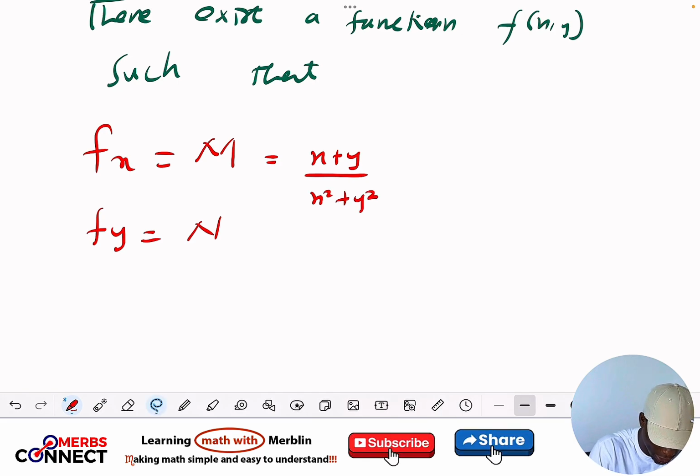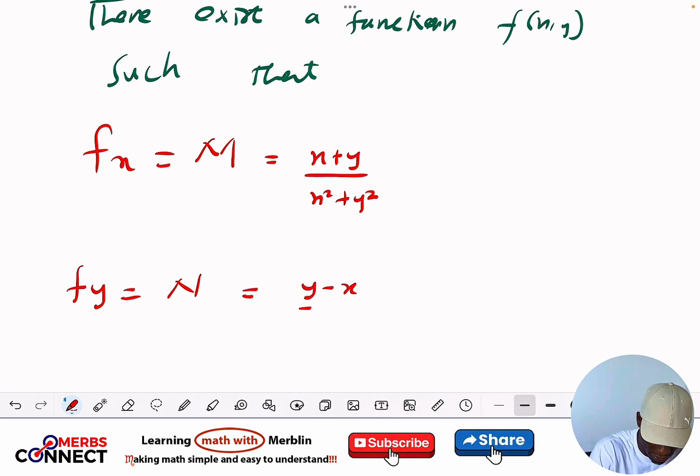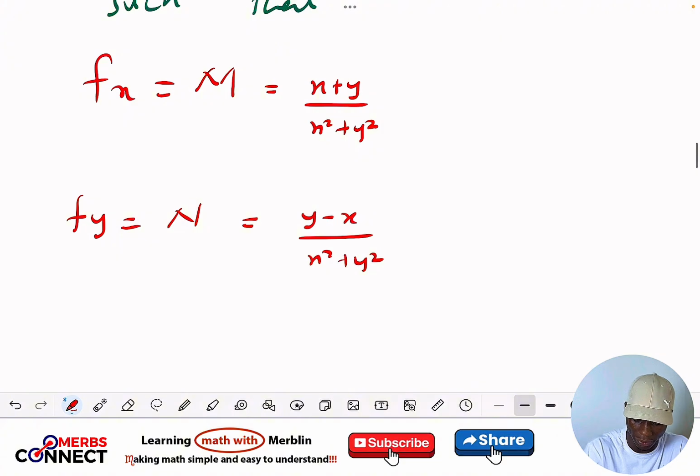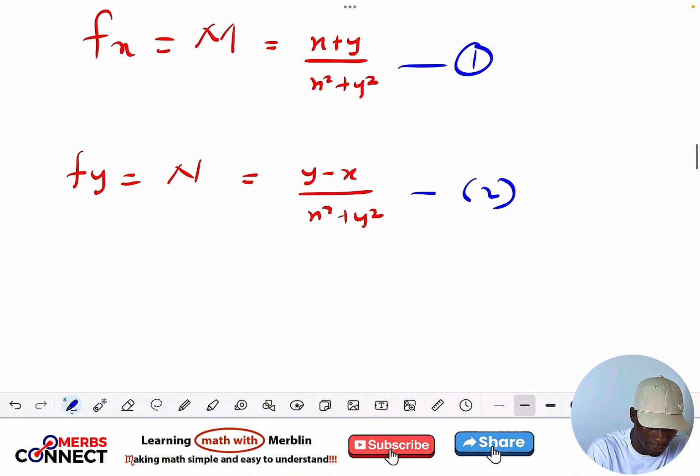Good. So now we know that m is equal to x plus y divided by x squared plus y squared, and we know that n is equal to y minus x divided by x squared plus y squared. So now we can just differentiate them. Equation 1, equation 2. So let's go through quick.